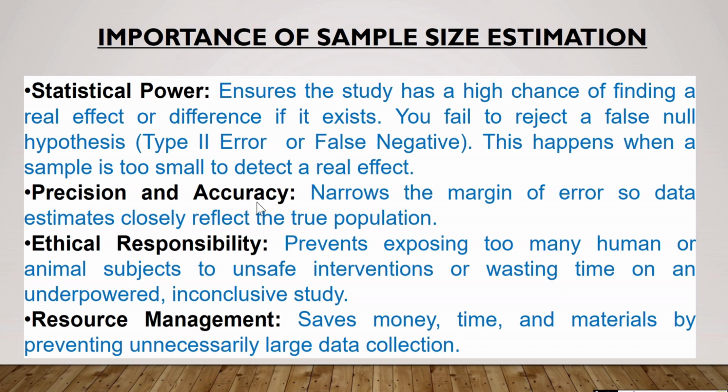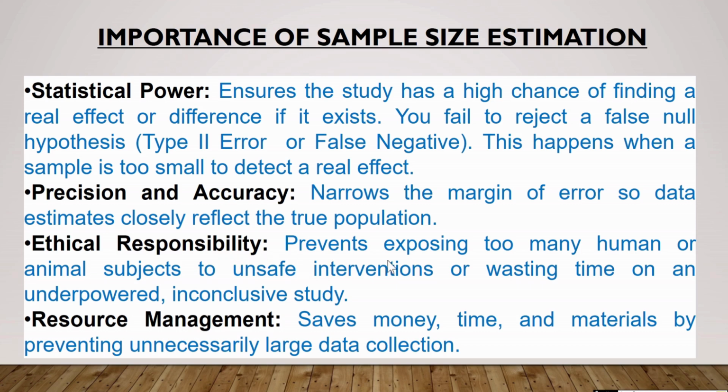Second is precision and accuracy. It narrows the margin of error so data estimates closely reflect the true population. Why do we collect the data? We collect the data to conduct a study upon a certain number of individuals, a certain number of samples, and then infer the findings and results on the entire population from which those random samples were taken, right? So it increases the precision and accuracy, the stability and reliability of your results.